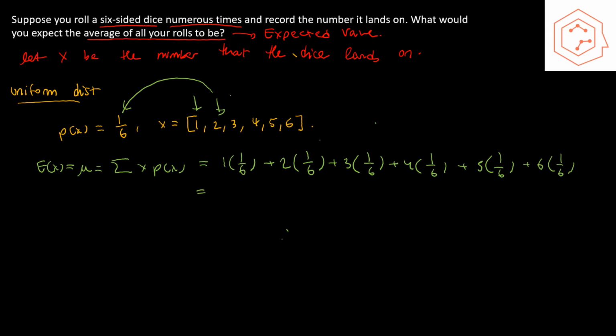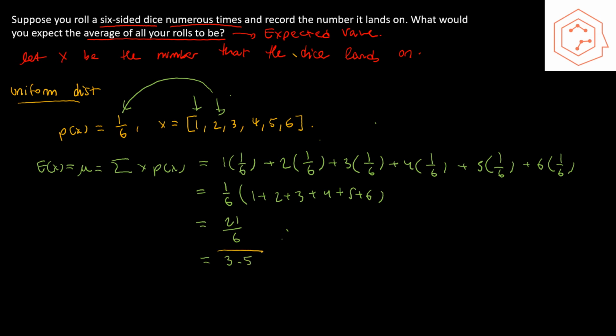Then we can factor out 1 over 6 since we have a uniform distribution. It's common between all data points. So we have 1 over 6 multiplied by 1 plus 2 plus 3, and so on. What we get is 21 over 6, which is equal to 3.5.